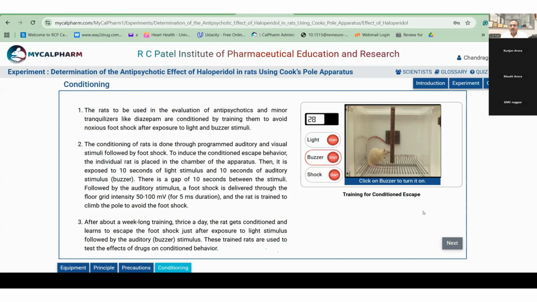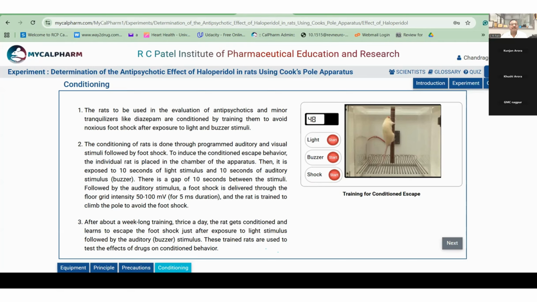Like this, you can give the buzzer to the animal here. And after 10 seconds of that buzzer, we can then give an electrical shock to the foot grid. When I give the shock, the animal climbs on this pole. So this is how we are conditioning the animal to escape from the shock just by looking at the light signal and hearing the buzzer signal. This is how the animal is getting conditioned to the light and buzzer signal.